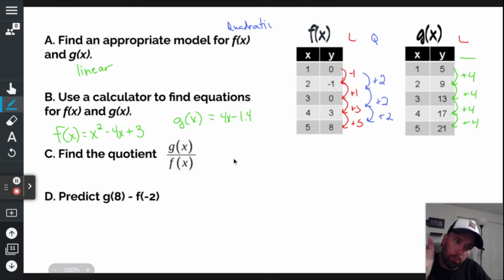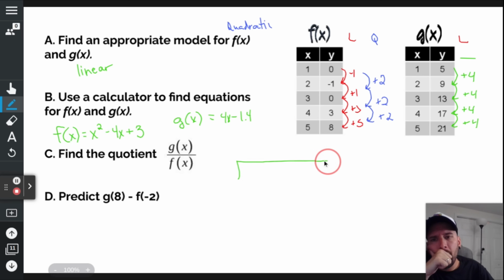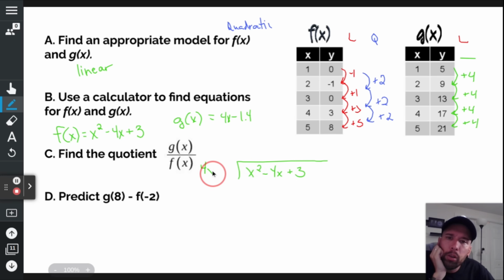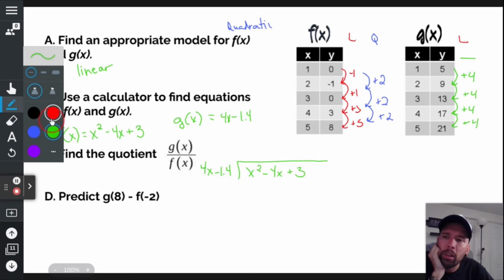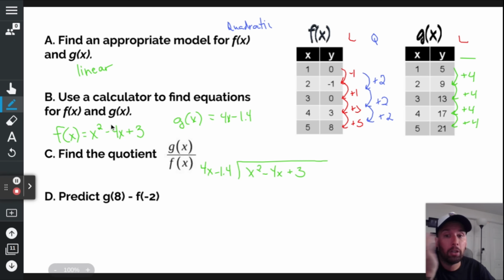Find the quotient. No calculator. Great. G of x over f of x. So we're going to need to use polynomial long division. So x squared minus 4x plus 3. That point there is just going to be a pain, a thorn in my side. Again, I create these problems, and I don't always create the best ones. But if you can figure it out, you're in great shape.